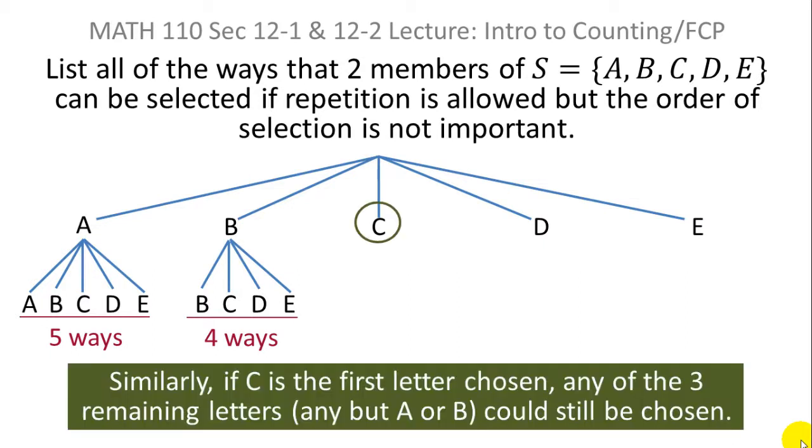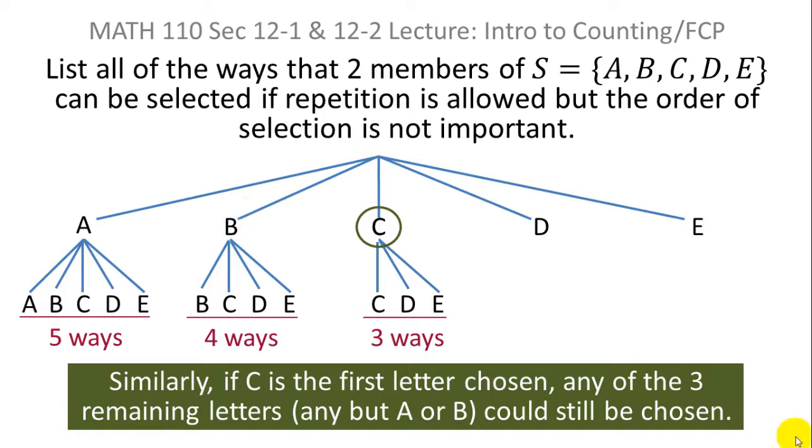When you move to C, notice what happened. I've chosen AC already, and since order is not important, selection order is not important, I can't choose CA. And since I've already chosen BC, I can't choose CB. Well, that knocks out 2 possibilities from the 5. So now I can choose C again, and I can choose D and E, but I can't reuse A and B because if I put an A in, that'd be CA, which is the same as AC, and if I put a B in, that'd be CB, which is the same as BC.